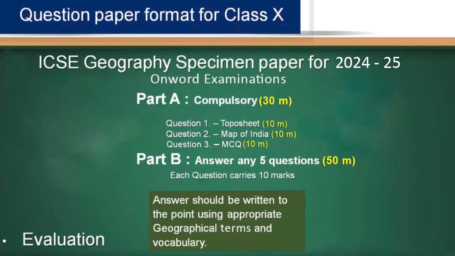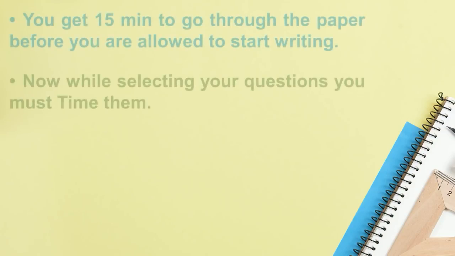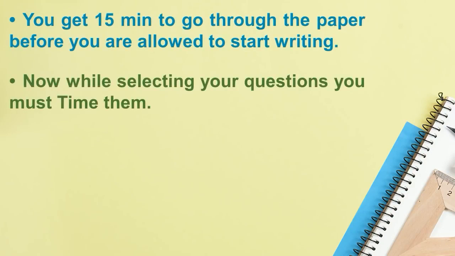You are supposed to do 3 questions from part A carrying 30 marks, which is compulsory, and 5 questions from part B carrying 50 marks with each question of 10 marks of the pattern 2-2-3-3. You get 15 minutes to go through the paper before you are allowed to start writing.